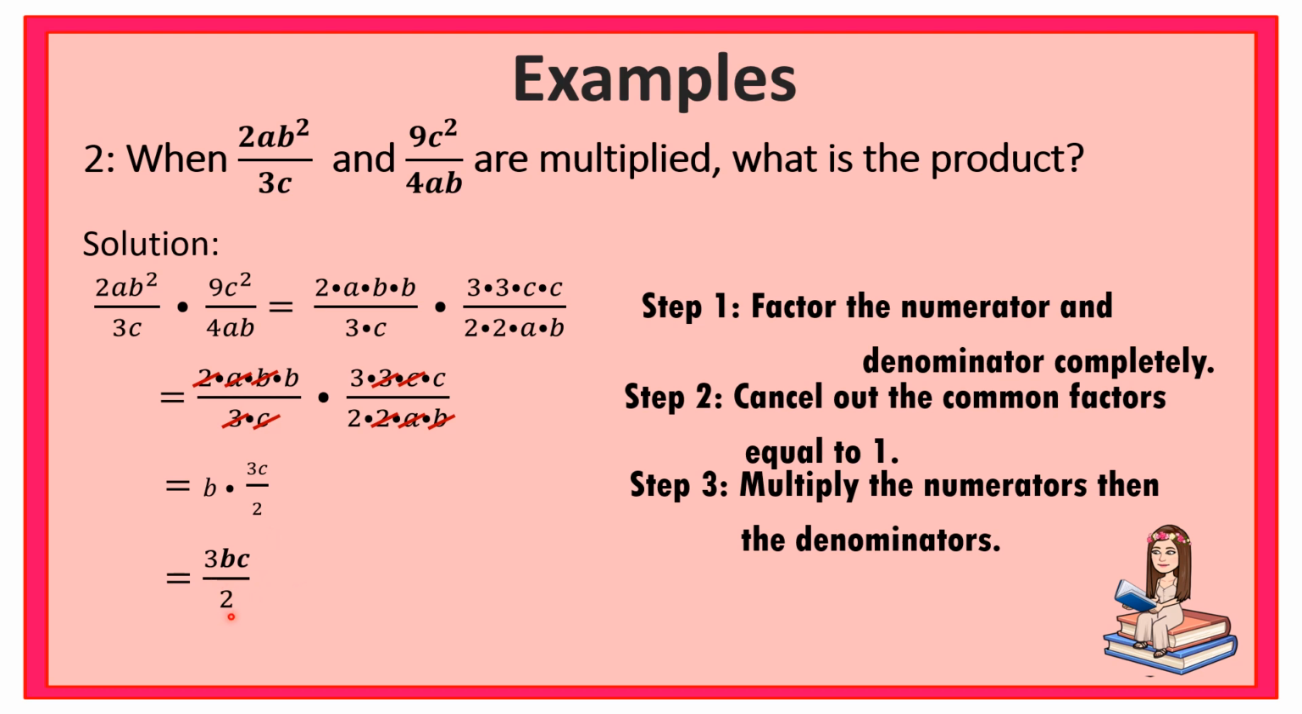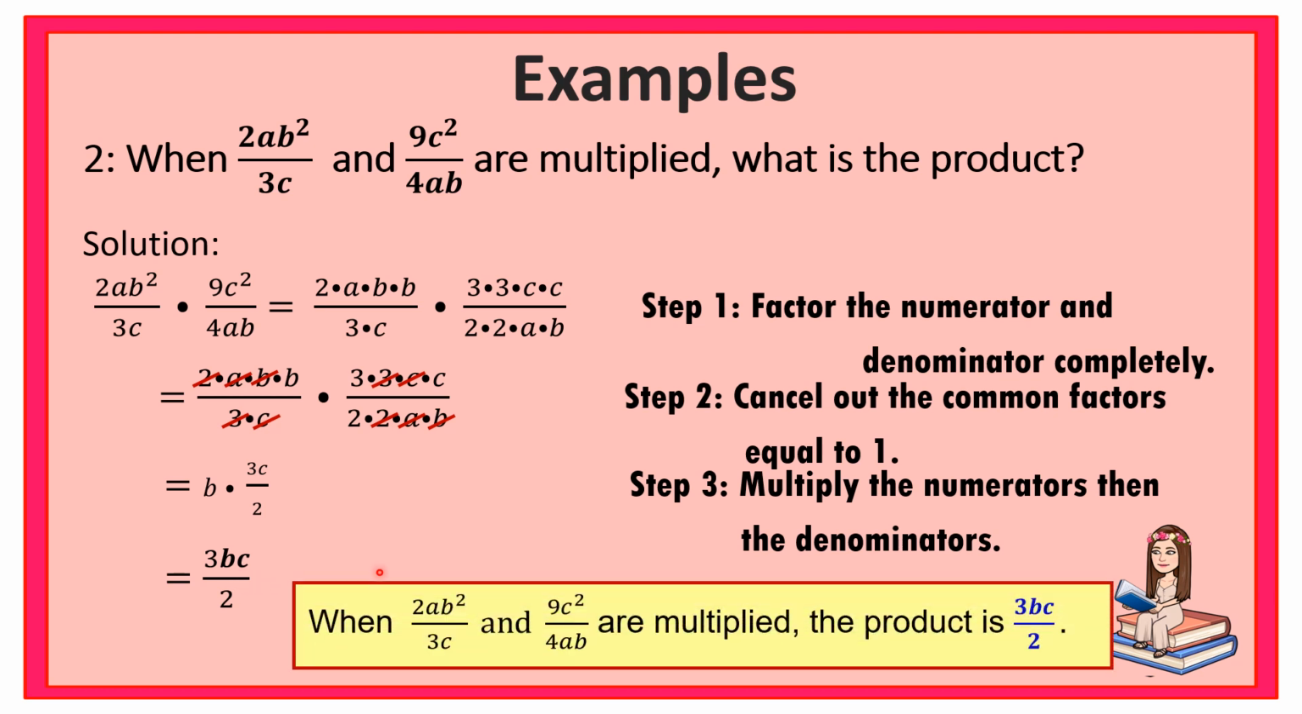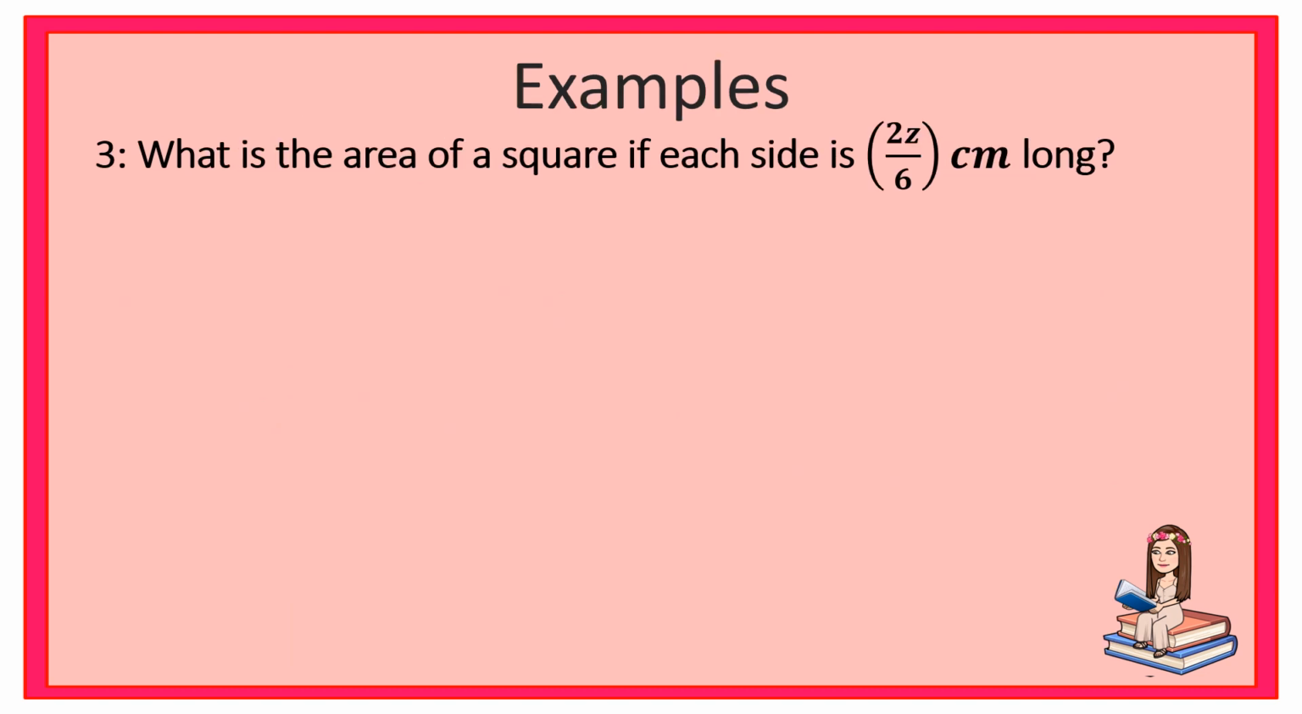Take note that when we are writing, nauuna muna yung number followed by the variables, and the variables must be arranged in alphabetical manner. Kaya nauna yung B bago yung C. Therefore, when those are multiplied, the product will be 3BC over 2. I hope malinaw. Let's proceed with example 3.